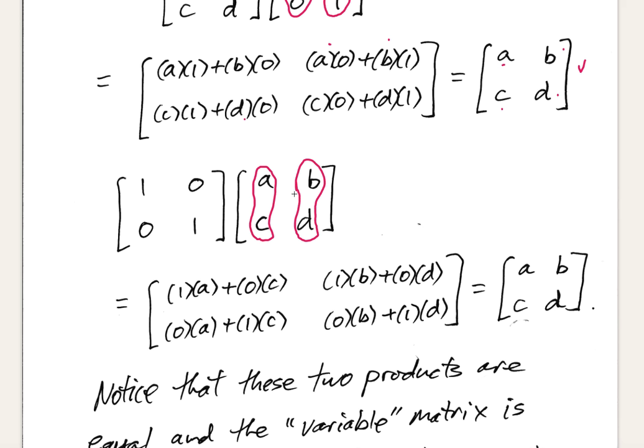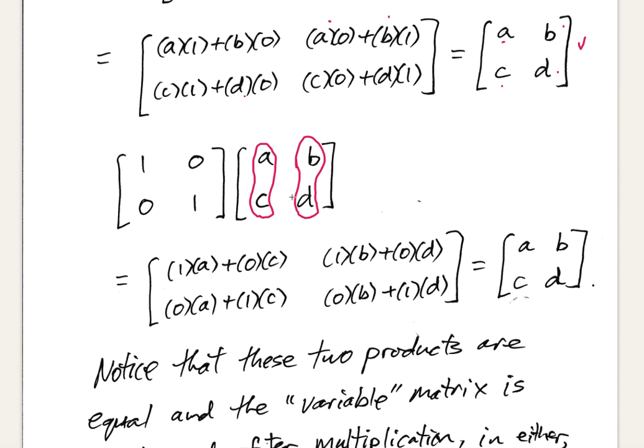All right. Here's what we would have then. We'd have 1 times A plus 0 times C. What does that boil down to? That boils down to A.